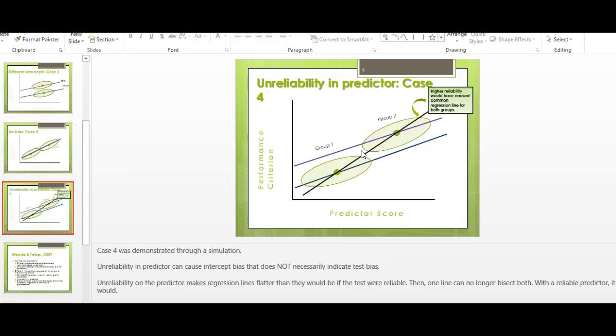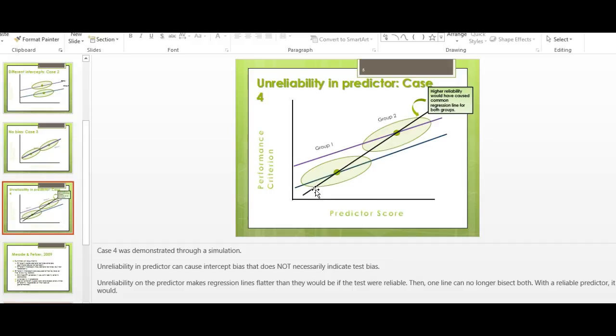Okay, let's put it this way. If we had more reliability, Mead and Fetzer argue that more reliability will cause both of these to come together. So higher reliability would have caused the regression line to bisect the two groups, and that is indicative of no test bias in this case. But without knowing this, you'll conclude that there is intercept bias perhaps, because you have, again, this big gap on the predictor and a gap also on the criterion. It may be a little bit smaller, but still an issue, could be.